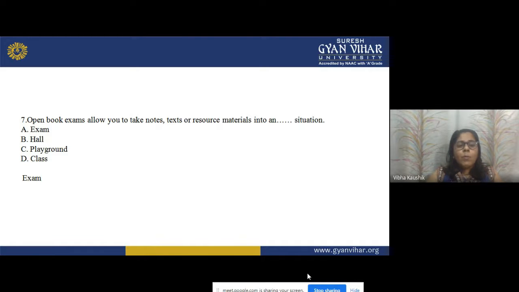Now the seventh one: open book exams allow you to take notes, text or resource material into a dash situation. Means open book exams allow you to take along your textbooks, your notebook or resource material into what situation. Options are A. Exam, B. Hall, C. Playground, or D. Class. So the correct answer is option A, that is exam situations, means students are allowed to take notes, text, reference resource materials into an exam situation.